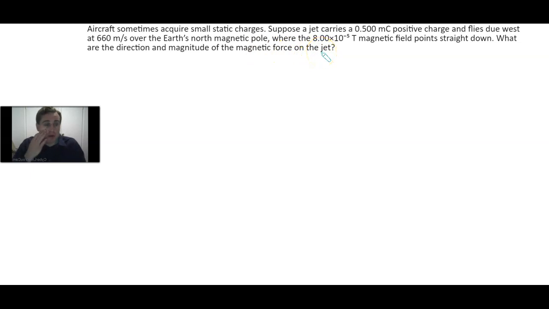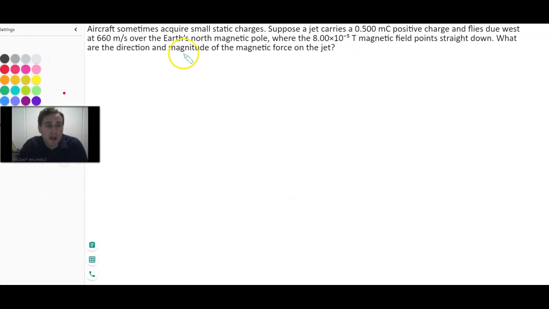Okay, so a couple things to say here. First of all, let's start to write down our knowns in proper SI units. So suppose a jet carries 0.500 millicoulombs of charge. So that's a positive charge. Let's put that in red. So let's say Q, our charge, is, and let's get that in SI units. That would be 5 times 10 to the minus 1 millicoulombs, which would be 5.00 times 10 to the minus 4 coulombs.